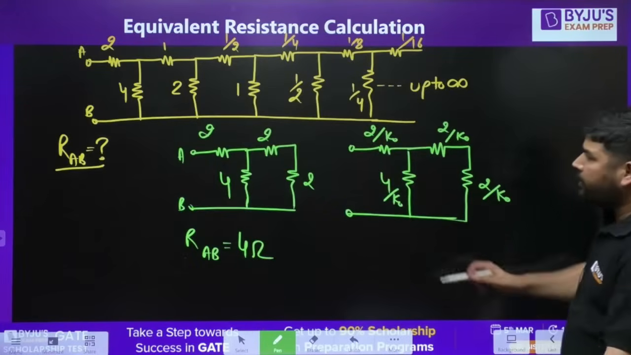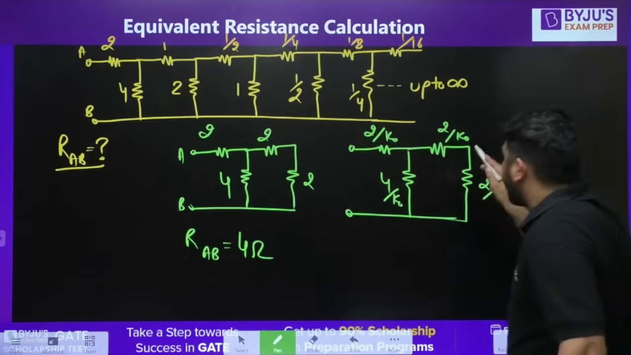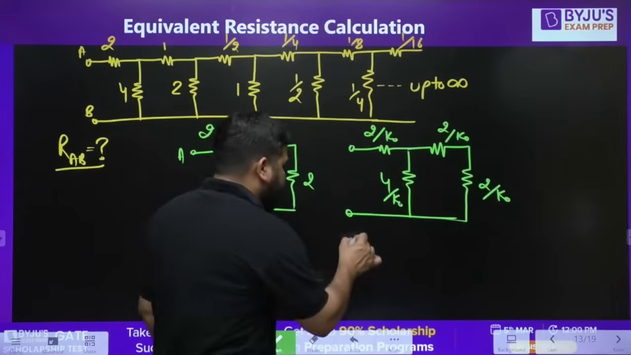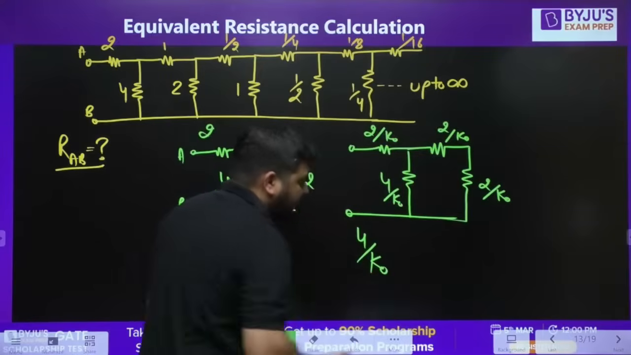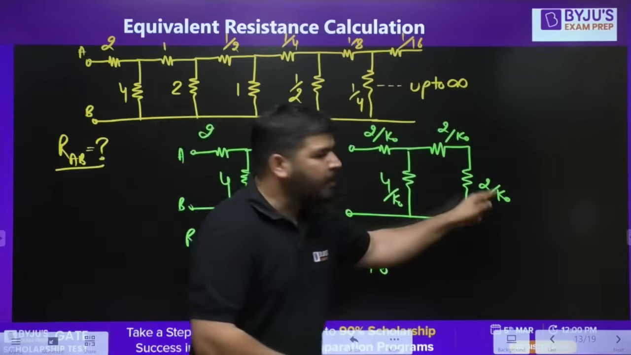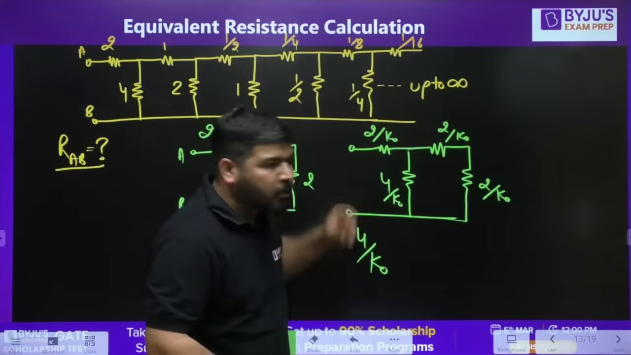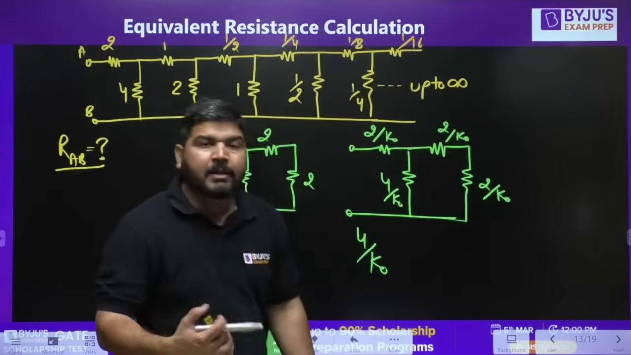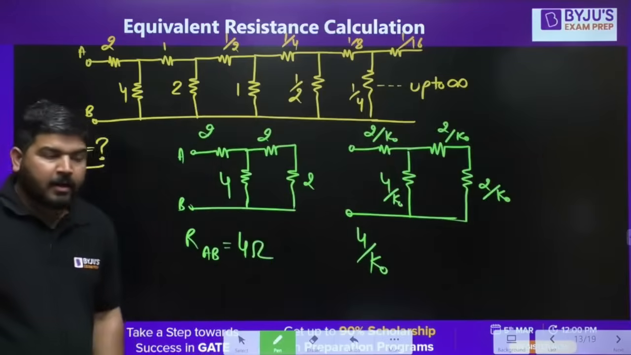What I have done is I have divided each resistance value by K naught. So now the equivalent resistance will be 4 by K naught. Yes, that's correct. You can see that 2 by K naught plus 2 by K naught is 4 by K naught. In parallel with 4 by K naught, it will become 2 by K naught, in series with again 2 by K naught. So the answer is 4 by K naught.